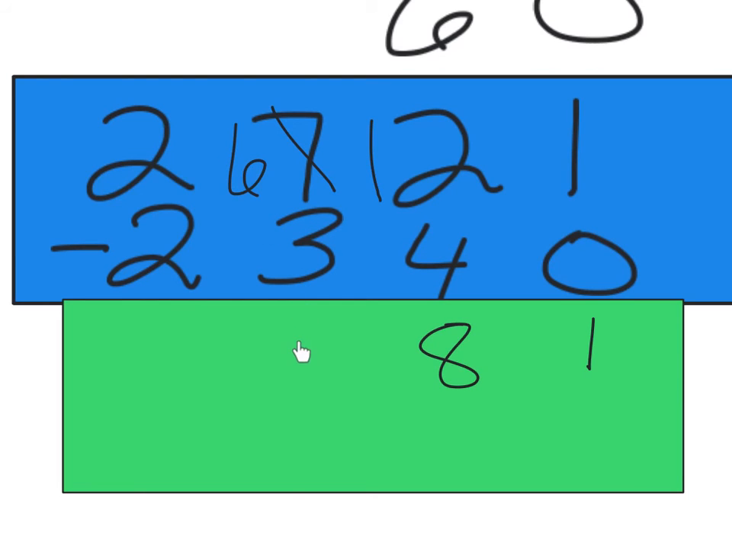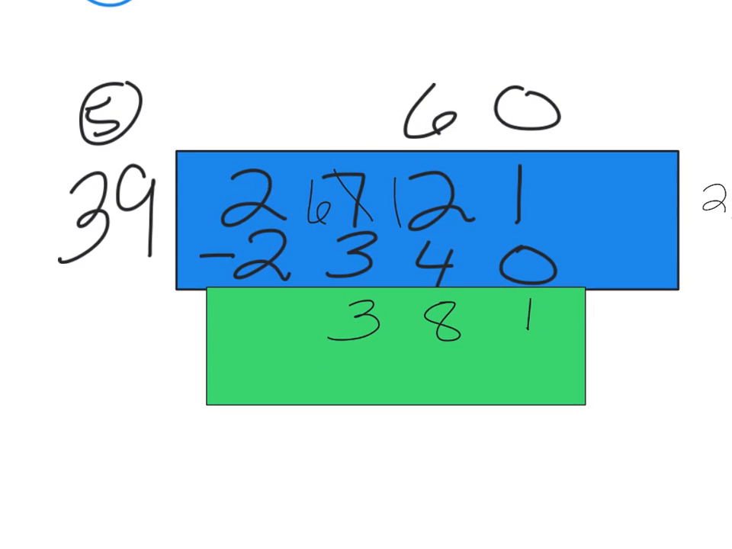6 minus 3 will give me 3. And 2 minus 2 zeroes out, so I don't need to worry about it, right? So let's look here, and 39 can go into 38. No, it cannot, but it can go into 381, right? So I am working in the ones column here.